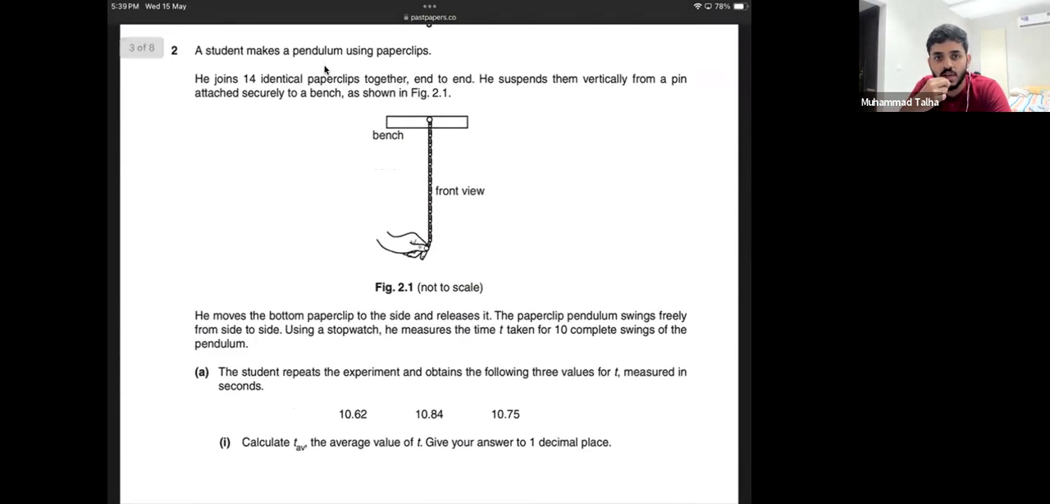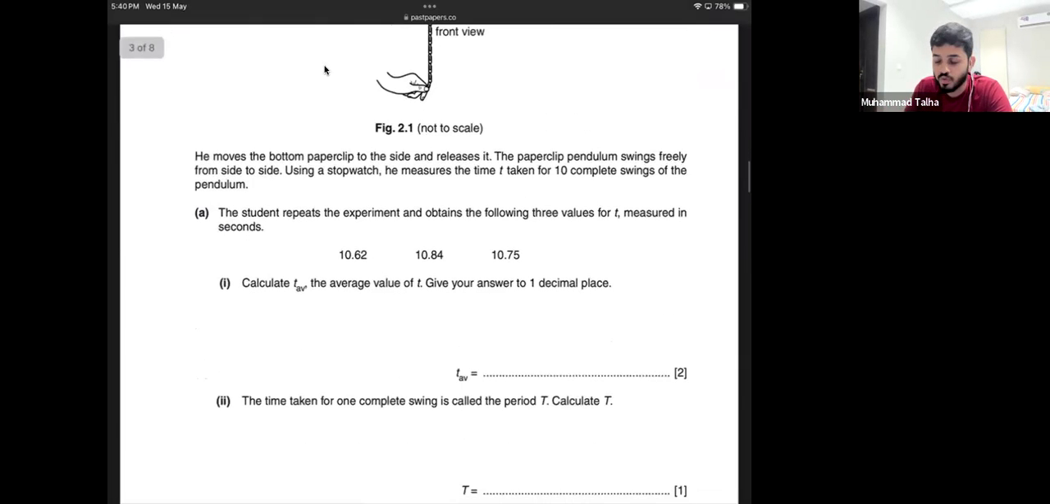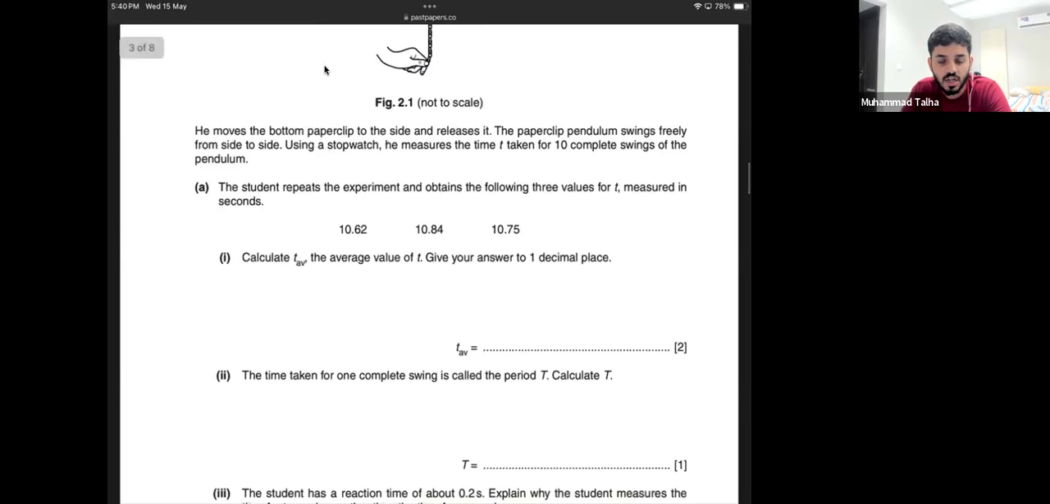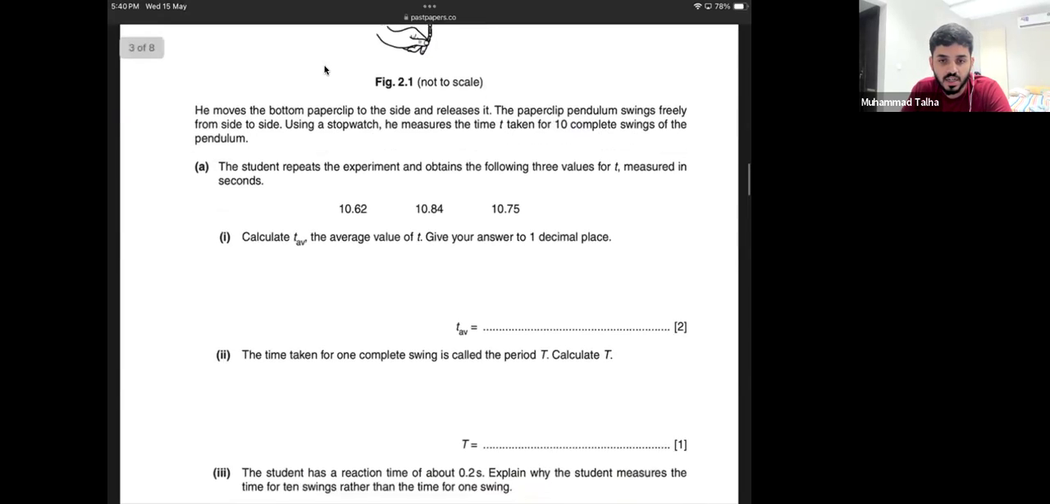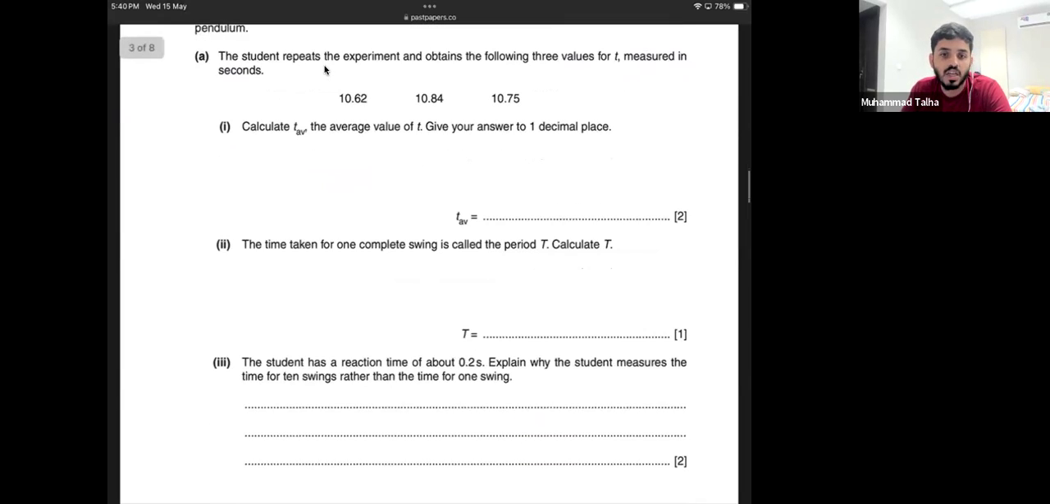Part 2, a student makes a pendulum using paper clips. He joins 14 identical paper clips together end to end. He suspends them vertically from a pin attached securely to a bench. He moves the bottom paper clip to the side and releases it. The paper clip swings freely from side to side, and then he measures the time taken for 10 complete swings. Right, finding the average is not very difficult. But again, this was for 10 oscillations, so for one swing, you would just divide by 10. Pretty straightforward.